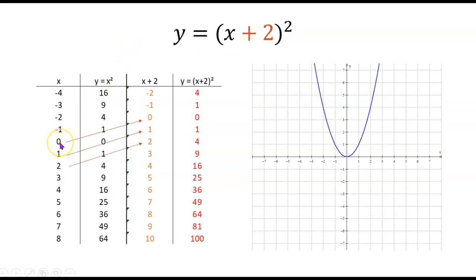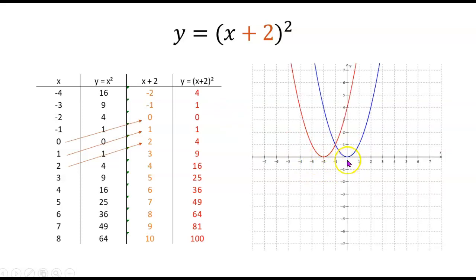So now what used to be happening when x is 0 is now happening when x is negative 2, because that's what would make x plus 2 come out to be 0. What used to be happening when x was 1 is now happening when x is negative 1, because that's what makes the x plus 2 come out to be 1. And so the whole thing gets shifted over 2 spaces to the left.